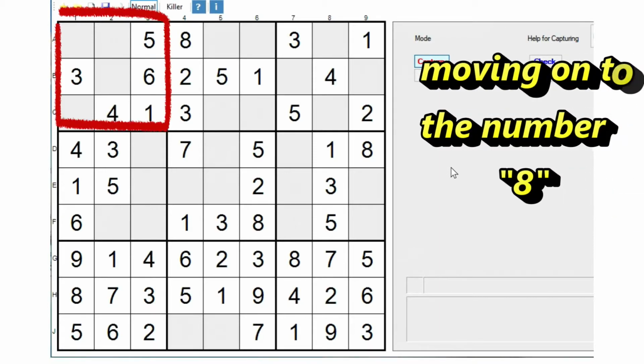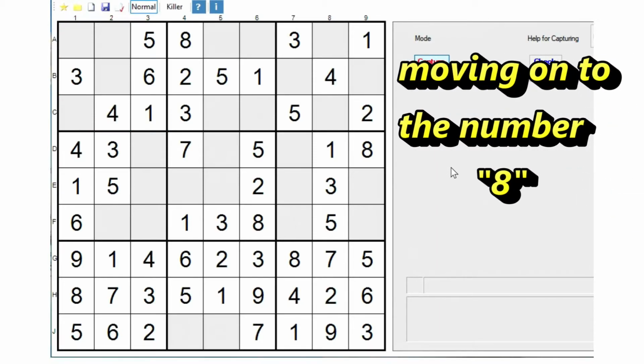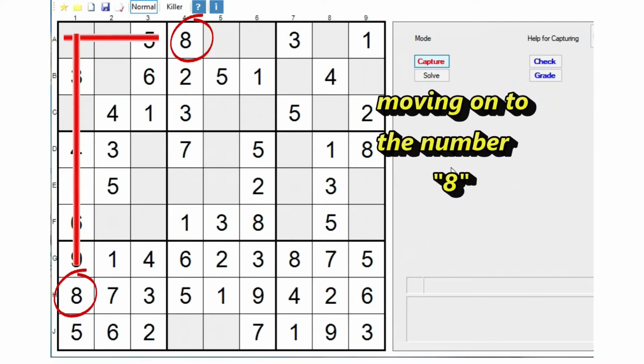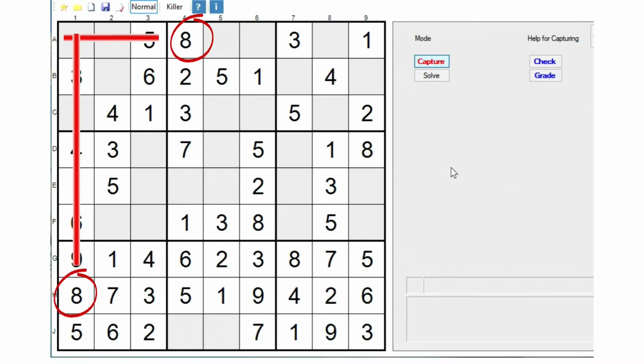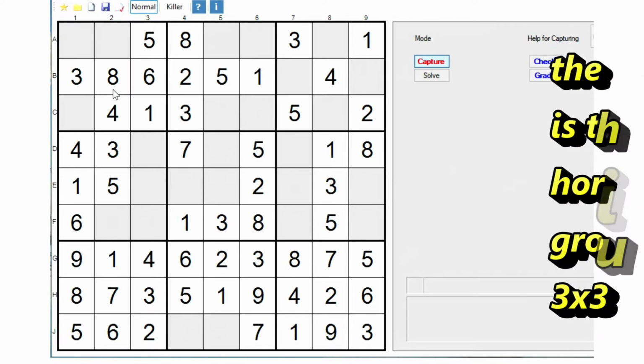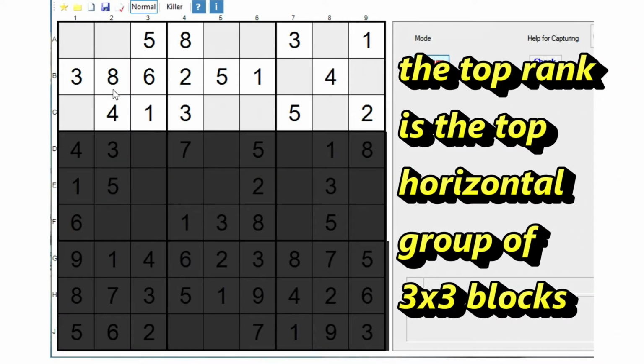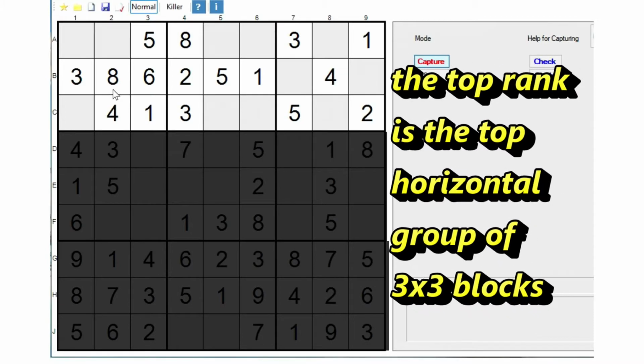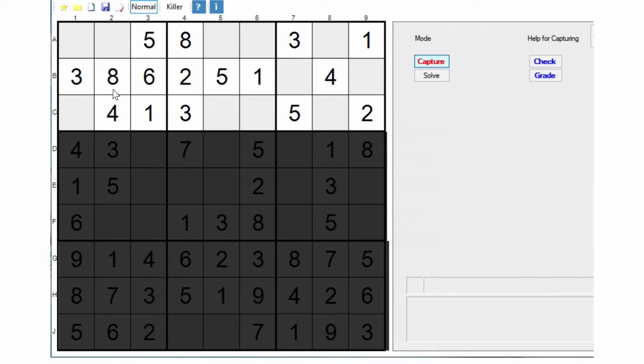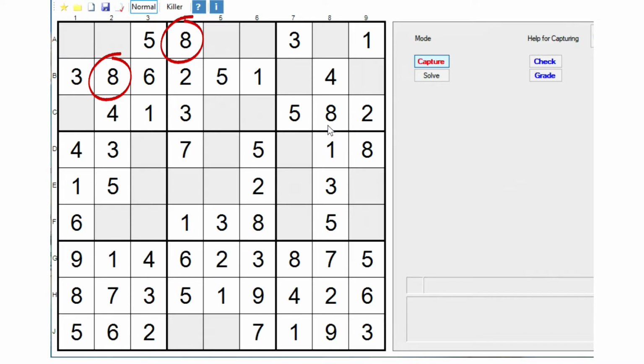Block 1 needs an 8. Looking outside of the block, we find 8s here and here. And using intersecting lines, we see that these placed 8s eliminate all the cells except this one, so the 8 must go here. Now looking across the top rank, we see we now have 2 8s, so we can place the third one here. Once we place that 8, we can backtrack and place the number 6 here.